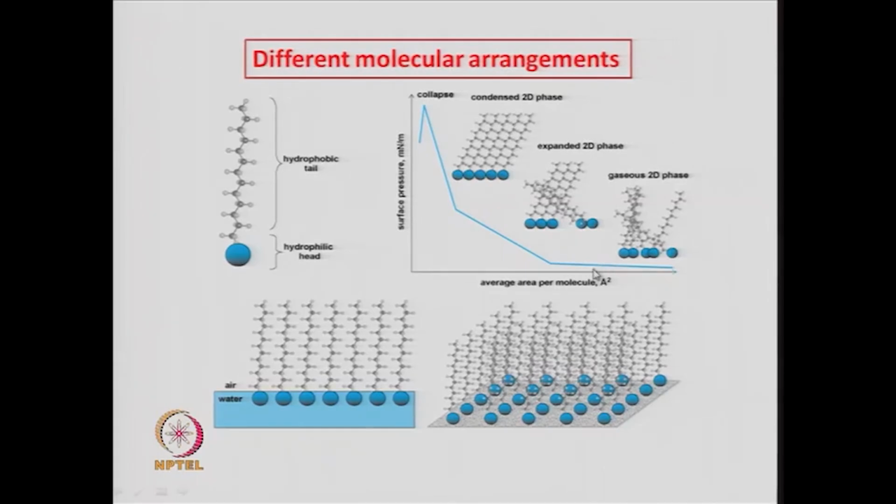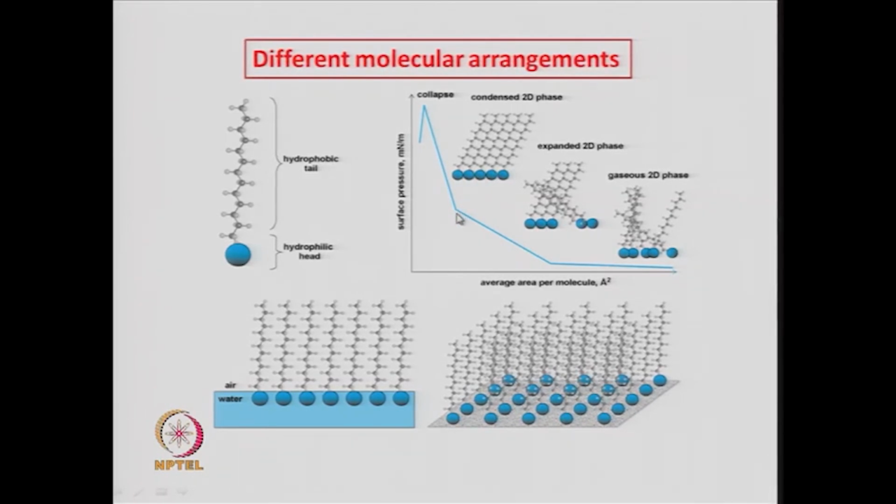When the area available to the molecule decreases, the molecules start getting arranged in a particular fashion, and that is the expanded two dimensional phase, or it is called the liquid like two dimensional phase. On further closing down the gap between the two barriers, you are forcing the molecules to arrange in a definite pattern, and that is called the solid like two dimensional phase or the condensed two dimensional phase.